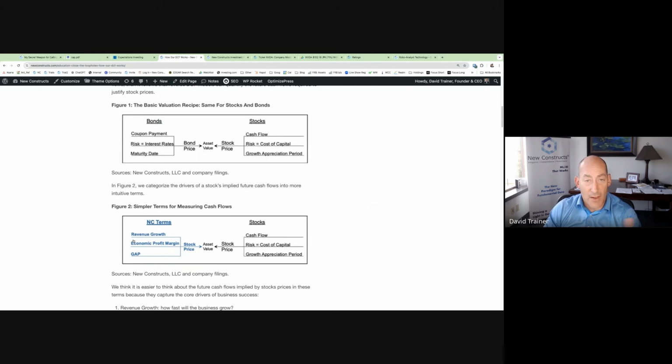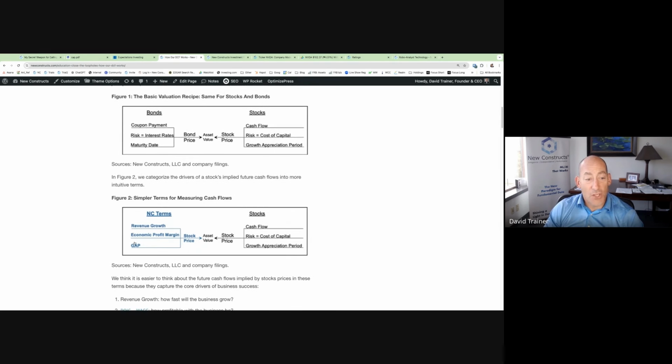Now, that means we provide projections for revenue growth and the economic profit margin, and that's simply just return on capital minus the cost of capital. And then we solve for the gap. So we put in consensus estimates for revenue growth. Economic profit margin, or the return on capital versus the cost of capital, stays roughly the same as it was in the past. And then we solve for the gap. We can figure out what the market implied growth appreciation period is.